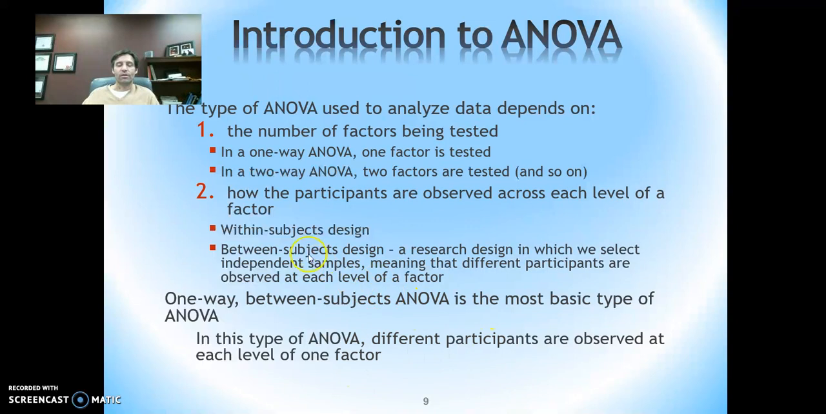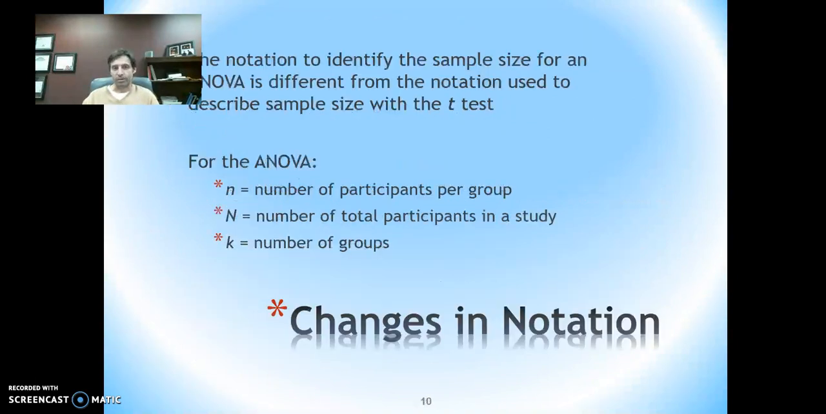What is a factor? Well, you observe participants across each level of a factor. You can have a within subjects design. We're not going to talk about that here, but it exists. You can also have a between subjects design, where you're looking at independent participants, and participants are observed at each level of a factor. They have independent samples. So a one-way between subjects ANOVA is the most basic type. In this type of ANOVA, different participants are observed at each level of 1 factor.